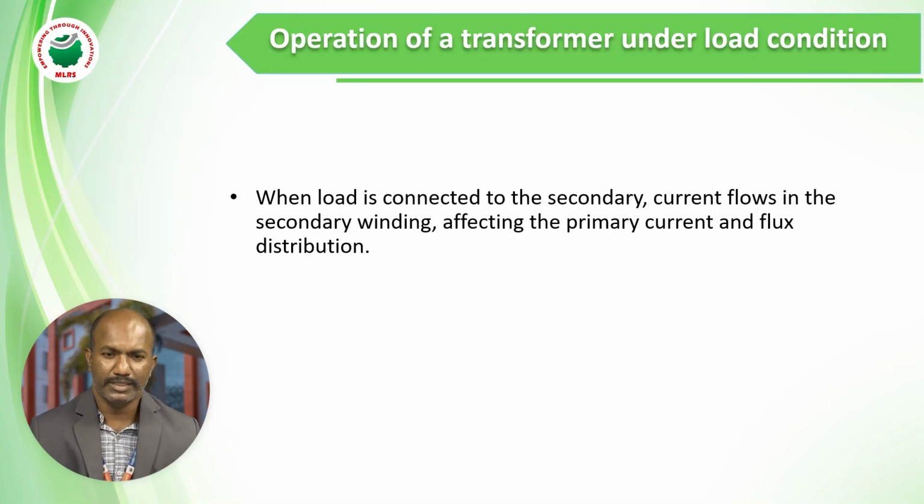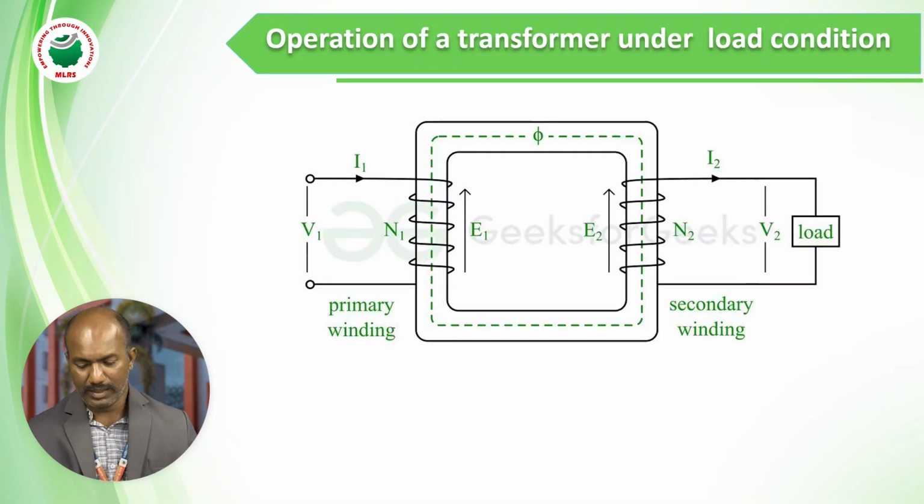Now this is the topic today, operation of the transformer under load condition. Here I am not considering winding resistance and leakage reactance into effect. Okay, so I am explaining ideal operation. So now what happens when load is connected to the secondary? See here, I have connected now load in the secondary winding.